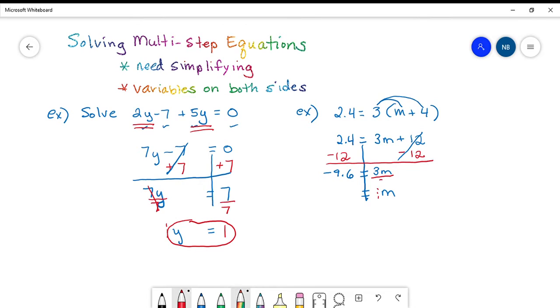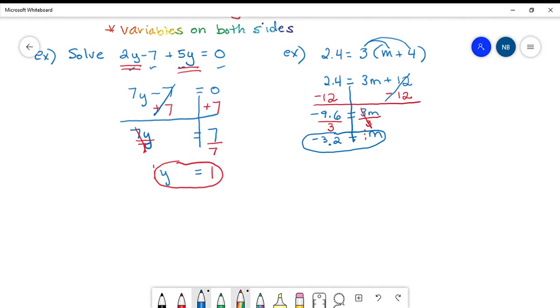Since 3 is multiplied by m, I'm going to divide by 3 to make my 1. 3 divided by 3 reduces to 1. 1m equals negative 9.6 divided by 3 is negative 3.2. So my solution is m equals negative 3.2. Now I'm going to show you another way to solve this equation because remember there's one rule. So as long as you don't break that one rule and you have some reasonable thought process behind your choices, you can find the solution another way.